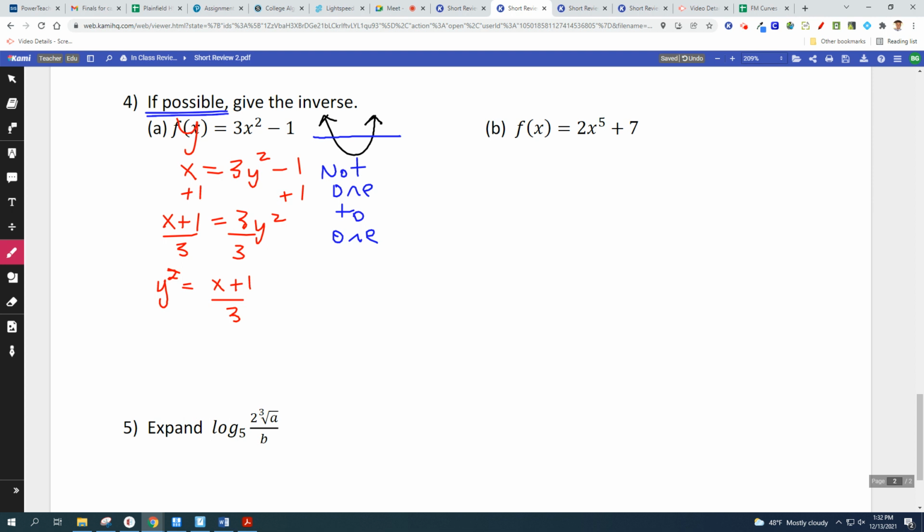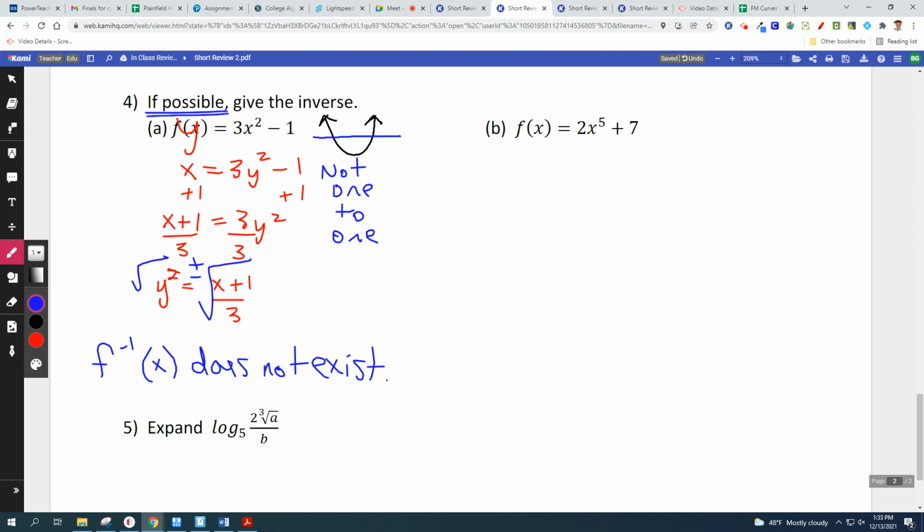And I guess what tipped me off here was when I'm getting ready to have to take the square root here, it's technically this plus or minus square root. And so you're not going to have two different pieces, the plus or minus. That's kind of what told me that it wasn't going to work. So this is not one-to-one. F inverse does not exist. So that's not very interesting. I think part B is maybe more interesting because it actually does exist.